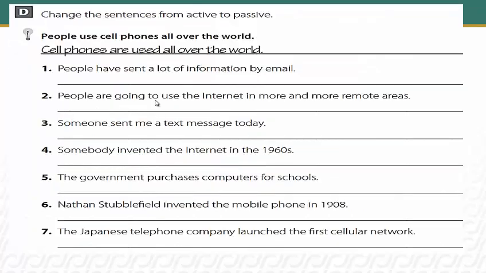Okay. Change the sentences from active to passive. Exercise D. Cell phones are used all over the world. A lot of information has been sent by email. People are going to use the internet in more and more remote areas. So the internet is going to be used in more and more remote areas. Okay. So, here are the answers.